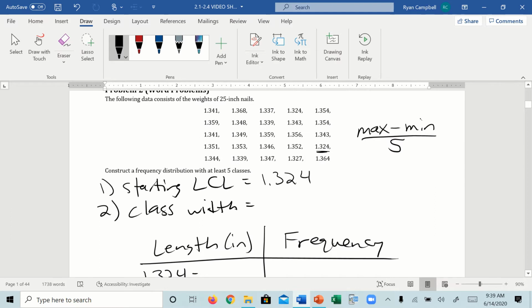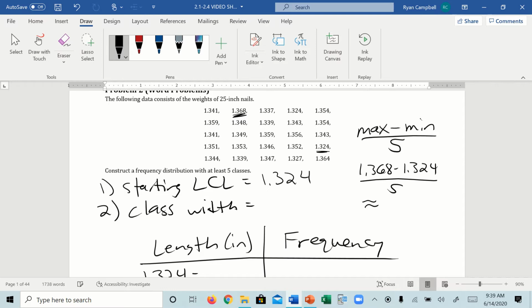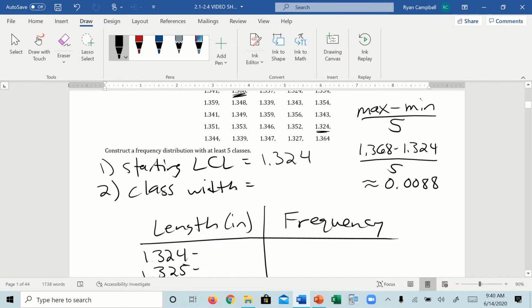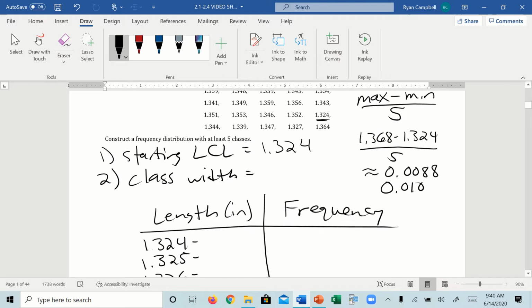So the maximum value here we can see is probably this number, right? So 1.368 minus 1.324 divided by 5. If we type that into a calculator, we'll see we get about 1.0088, right? So again, we can just round it. It super doesn't matter. So I'm just going to round this to 0.010 because this is all about an estimation anyway. So I'm just going to say a class width of 0.010.